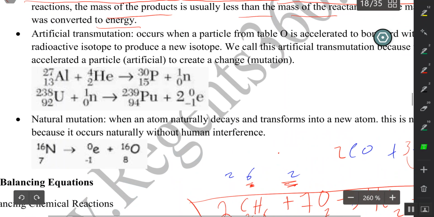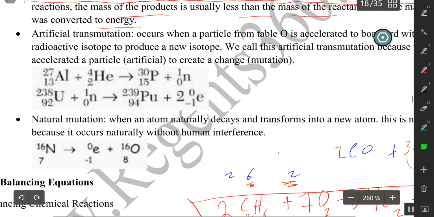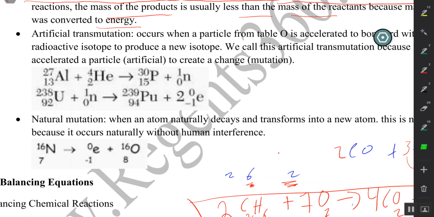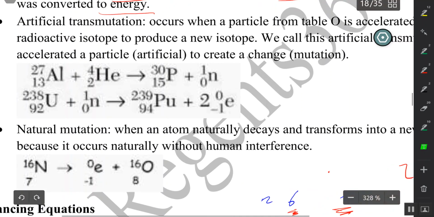Here, in a nuclear reaction, some of the mass is usually converted to energy, and there's usually some transmutation that takes place. So let's take a look. We started here with aluminum, which has 13 protons and a mass of 27. We added helium to it, which has a mass of 4 and 2 protons. And that gave me phosphorus and a neutron.